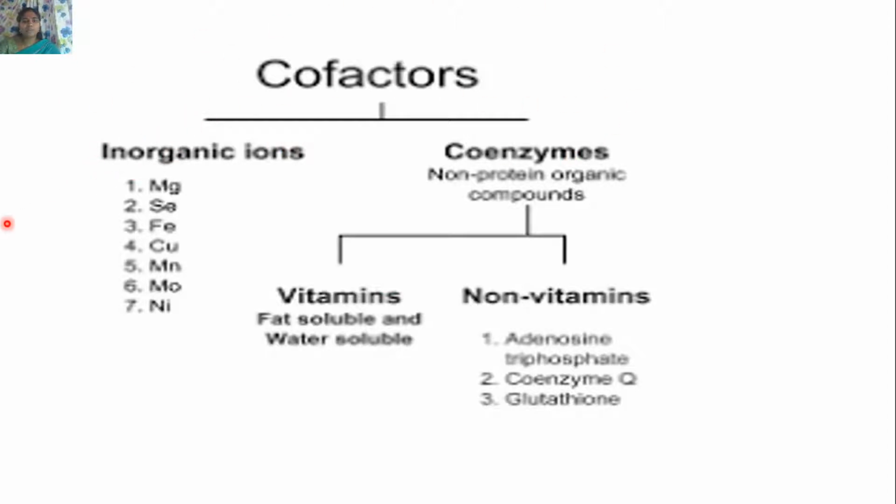I have shown you this in the form of a flow chart. Cofactors may be inorganic ions and coenzymes. Among the inorganic ions, I have listed some metallic ions here: magnesium, selenium, iron, copper, manganese, molybdenum and nickel. Coenzymes may be vitamins and non-vitamins, but both are organic compounds. Vitamins may be fat-soluble or water-soluble, and the non-vitamin parts are ATP, coenzyme Q and glutathione. They act as organic compounds, or as a coenzyme in the functioning of the enzyme.